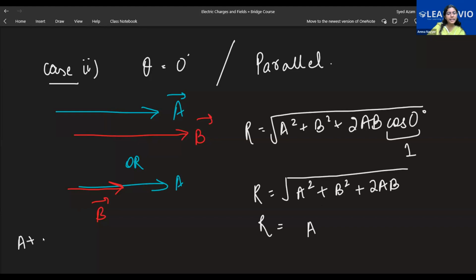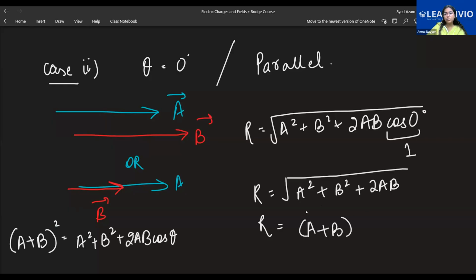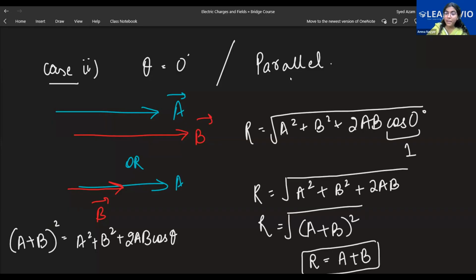See, the identity a plus b whole square is equal to a square plus b square plus 2ab cos theta. So this will be a plus b whole square under root. Root and the square will get cancelled. You will get the resultant as a plus b. This means if two vectors are parallel or have an angle of 0 degree between them, you can directly add the vectors. Clear?